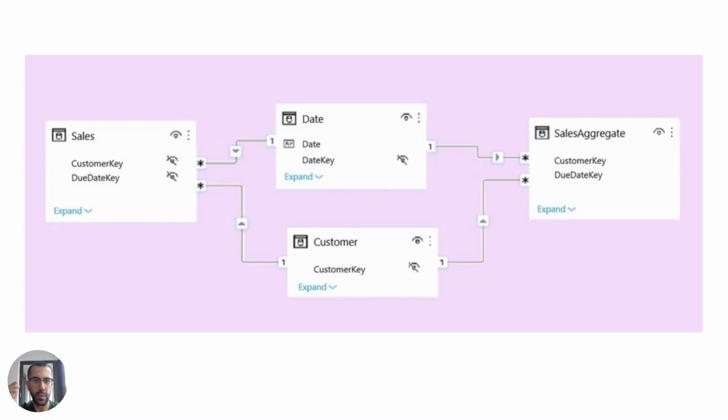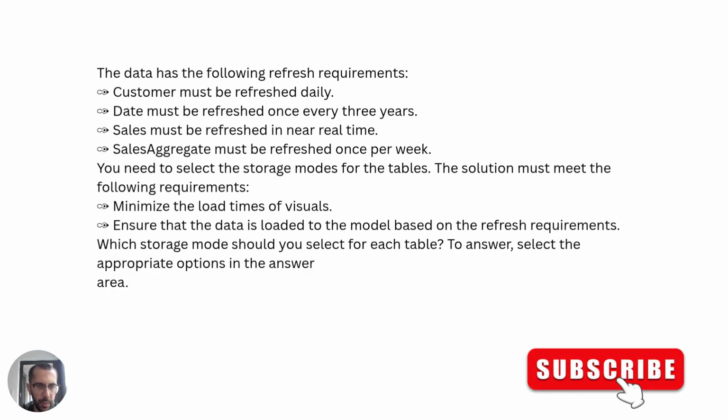This is a typical question where they are asking you several load types for the tables, and then they are requiring you to refresh, and they're giving the frequency of refresh. They say customer should be refreshed daily, date every 3 years, sales must be near real time, and sales aggregate must be refreshed once per week. So there are some requirements that they are asking. It should be minimizing the load time of visuals and ensuring the data requirements regarding the refresh are met.